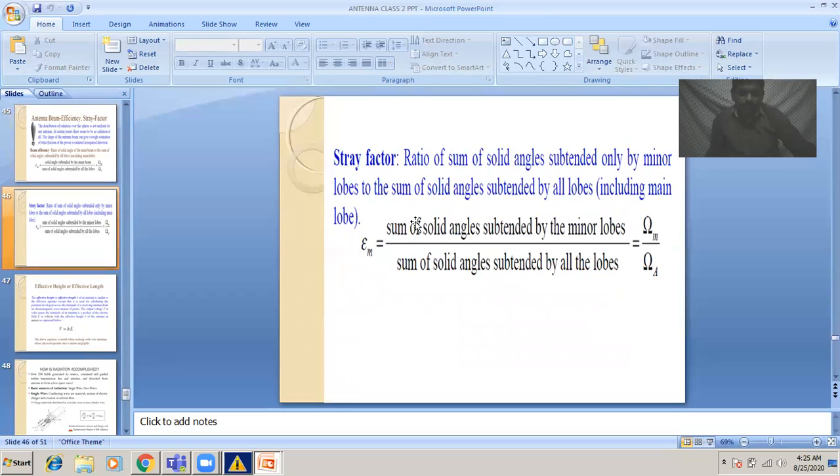Next one is the stray factor. It is represented as the sum of the solid angles subtended by the minor lobes to the sum of the solid angles subtended by all lobes. It is with reference to the minor beam, therefore this is called omega small m by omega A. Otherwise, it can also be stated as the area of the minor beam to the total area of the pattern.